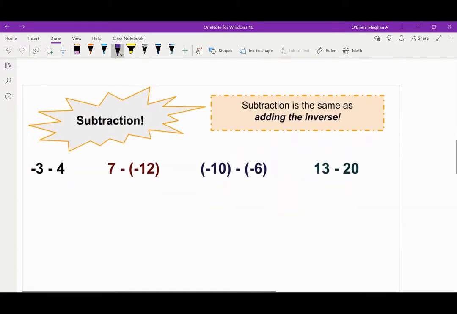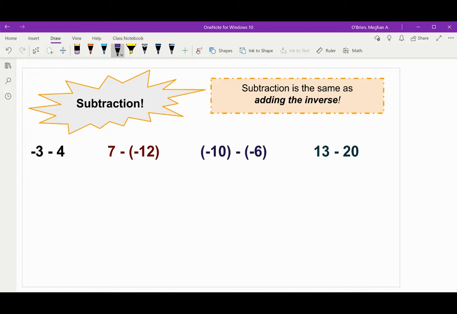Connecting this to subtraction. Subtraction is just the same as adding the inverse. So I can think about this modeling it on a number line, I can think about it in a real world context, or I can just simply apply this idea of adding the inverse to these problems. So the first one, -3 minus 4, is the same as saying -3 plus the inverse, so the opposite of 4 is -4. And then that would be -7 because I would apply the addition rules at that point.